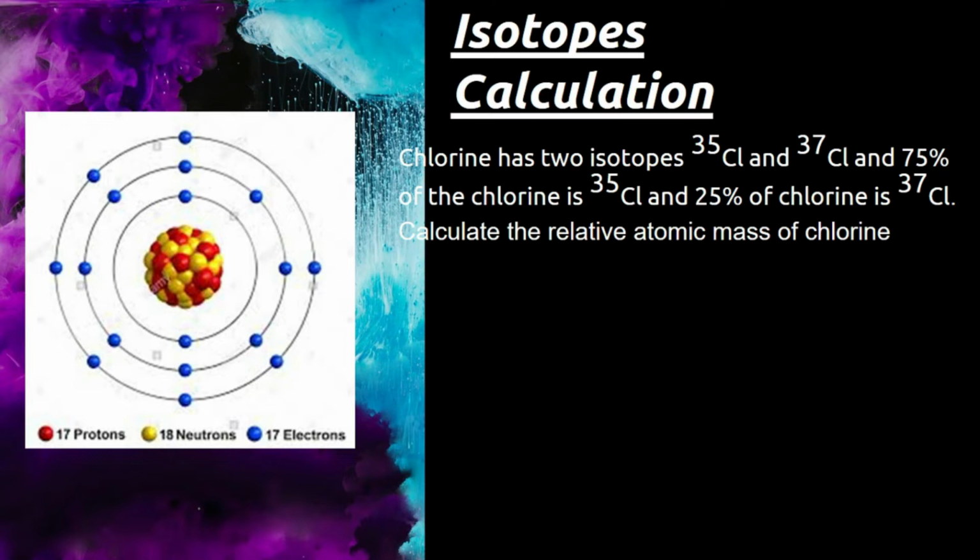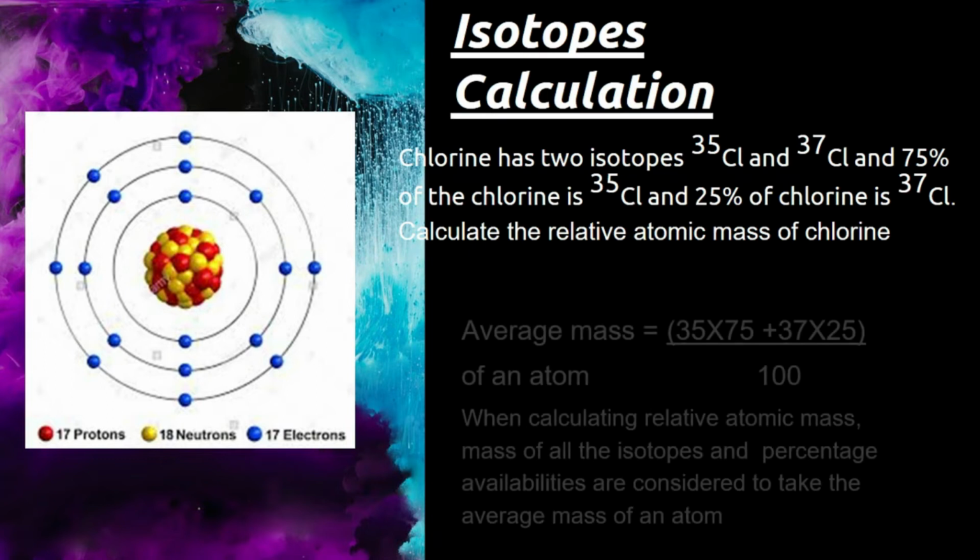In order to calculate the relative atomic mass of chlorine, what we do is take the specific isotope and multiply its mass number by its percentage. So for example, we multiply 35 by 75, plus we do the same thing to the second isotope, which is 37Cl. So we multiply 37 by 25, and since 75 and 25 are percentages, we divide the total by 100.